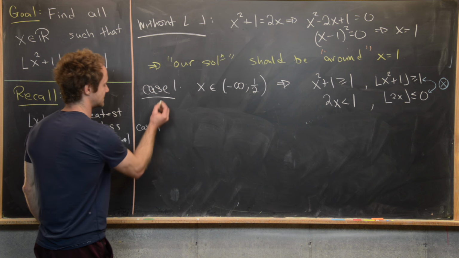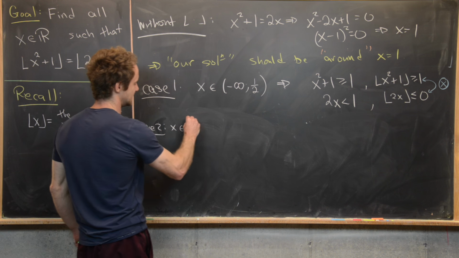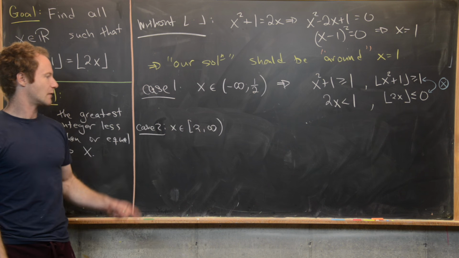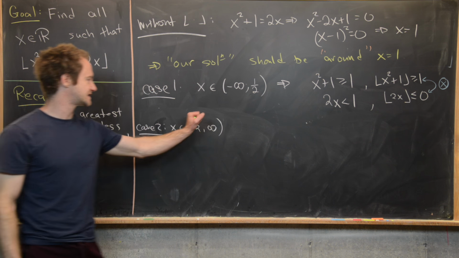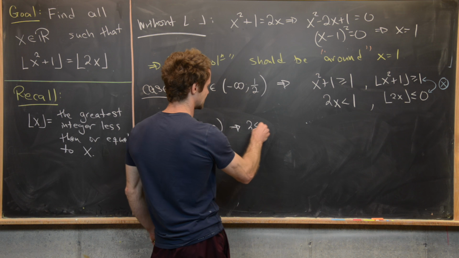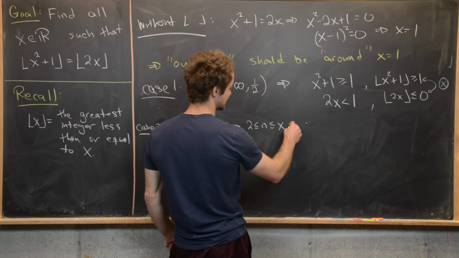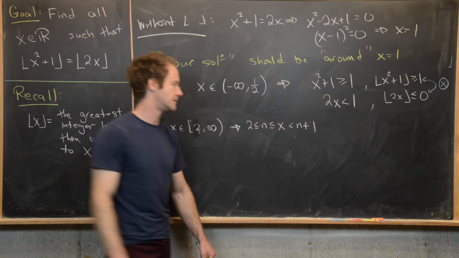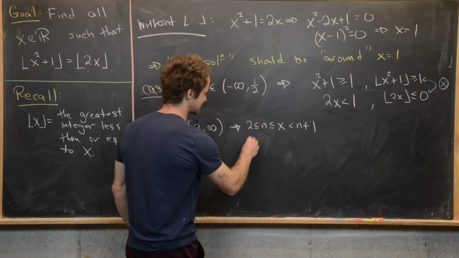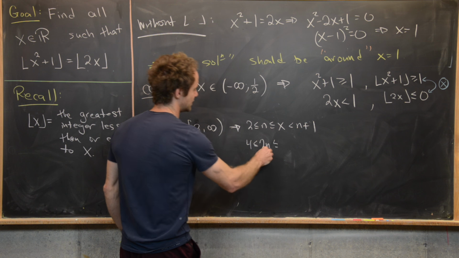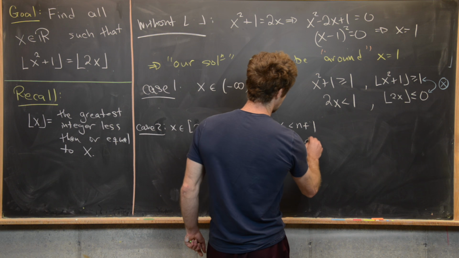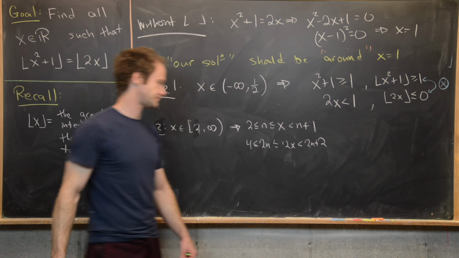So our next case, case 2, that'll be x is in the interval 2 to infinity, so including 2. Now what I want to do is place x between 2 consecutive integers in this interval. So let's do that. So we can write 2 is less than or equal to n, which is less than or equal to x, which is strictly less than n plus 1. Great. But now notice that that means that 2x is between 2n, which is bigger than or equal to 4, and then strictly less than 2n plus 2.